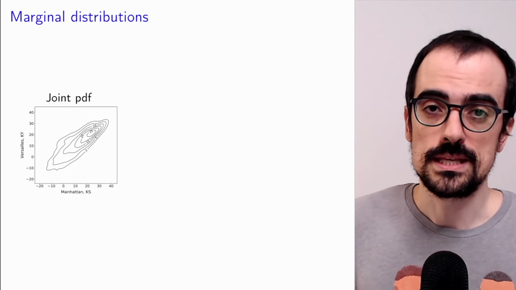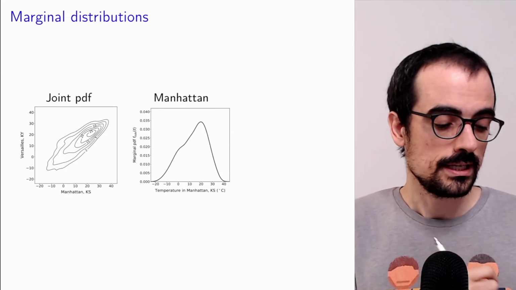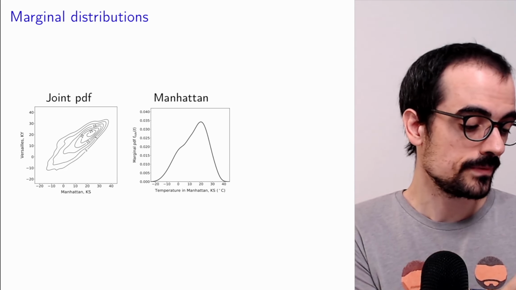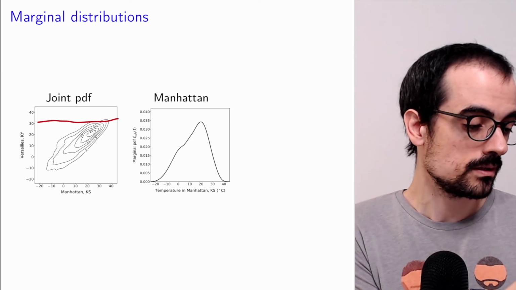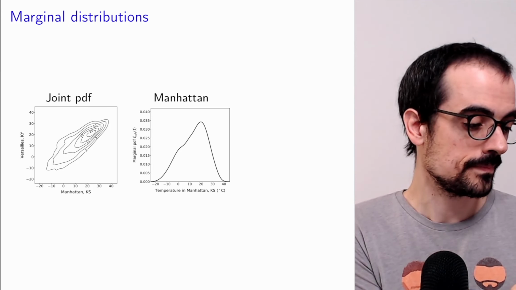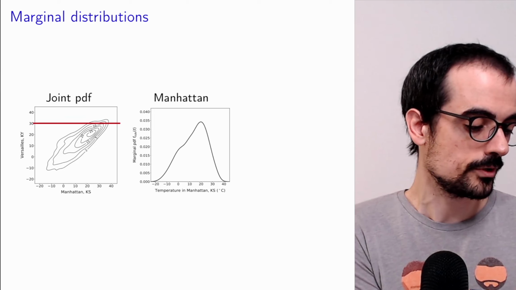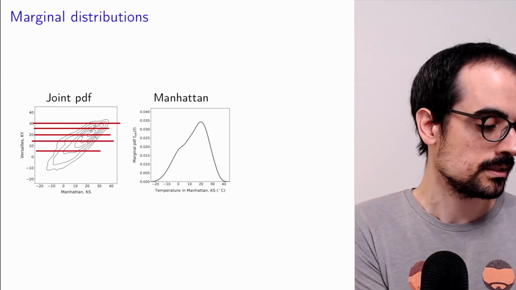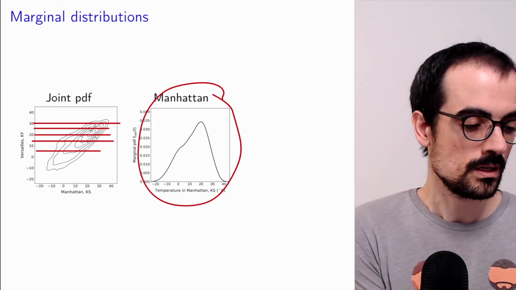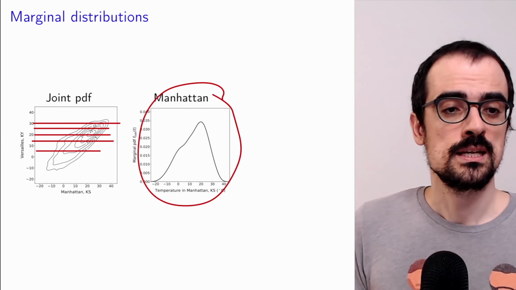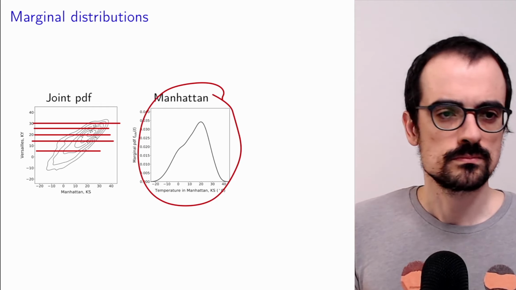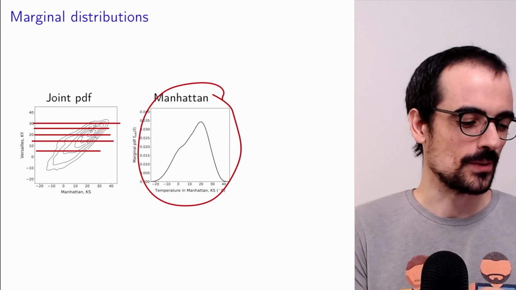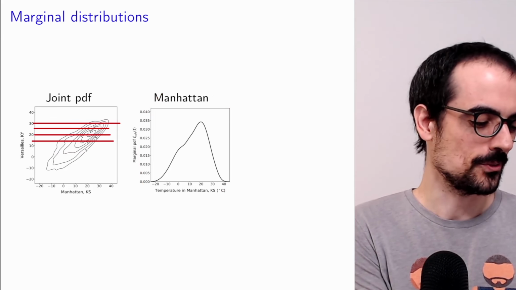Now we can ask ourselves, what if we want to know the marginal PDF of the temperature in Manhattan? How can we obtain it? Well, we can just integrate over Versailles. Okay, if you integrate over Versailles like that, you're going to get this distribution. Wait, no, I did it completely the opposite way. Of course, I did the opposite way. So let me redo that.